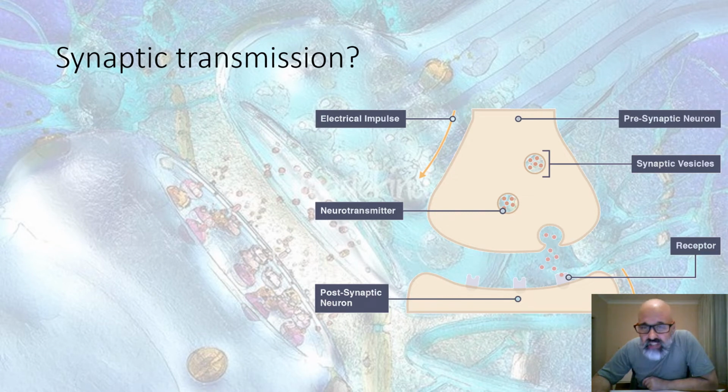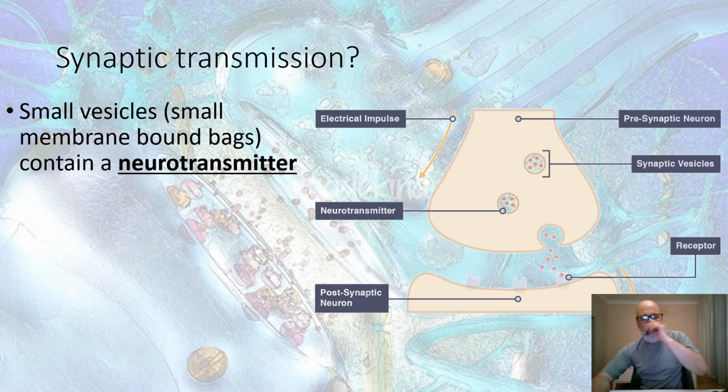So, synaptic transmission, how does the message get across just here? Well, in the presynaptic neuron, could be a sensory neuron, we have vesicles. Vesicles are just membrane-bound bags, but these vesicles are special vesicles. They actually contain a neurotransmitter, a chemical which is going to transmit the message from one nerve cell to another nerve cell across what's known as the synaptic cleft in between. So, to repeat that, small vesicles contain transmitter, just there.